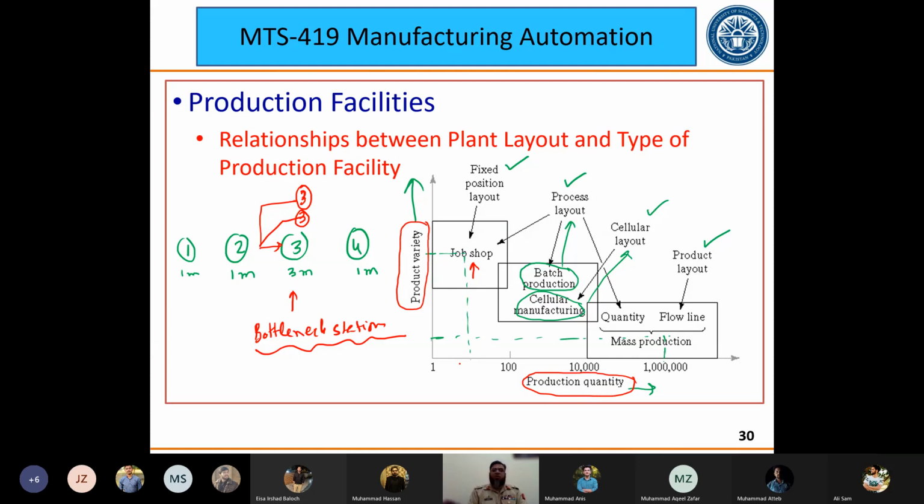So this gives you a whole lot of understanding that you would be able to make out that if you want to go with a batch production, it means that your product variety will be reduced, your production quantity will increase, so you can then use the process layout for this purpose.